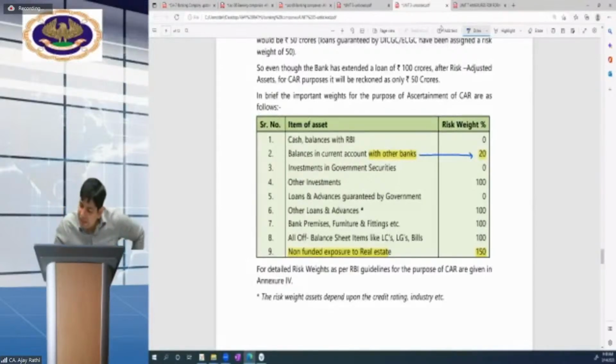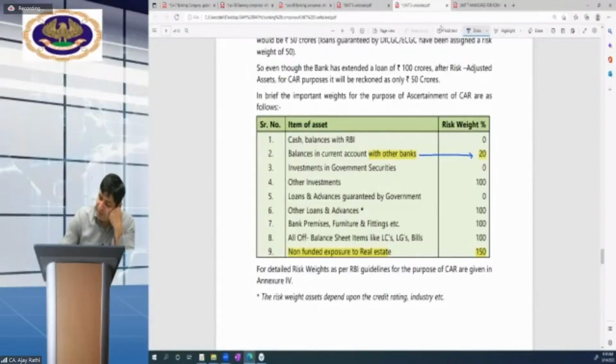Next, investment in government securities. There is no risk in case of government securities, hence the risk percentage has been given as 0. Other investments, 100% risk is there. Other than government, you are investing. It means you are taking risk. 100% risk is there, so that asset may be lost. For that, you have to check whether the bank is maintaining sufficient capital or not.